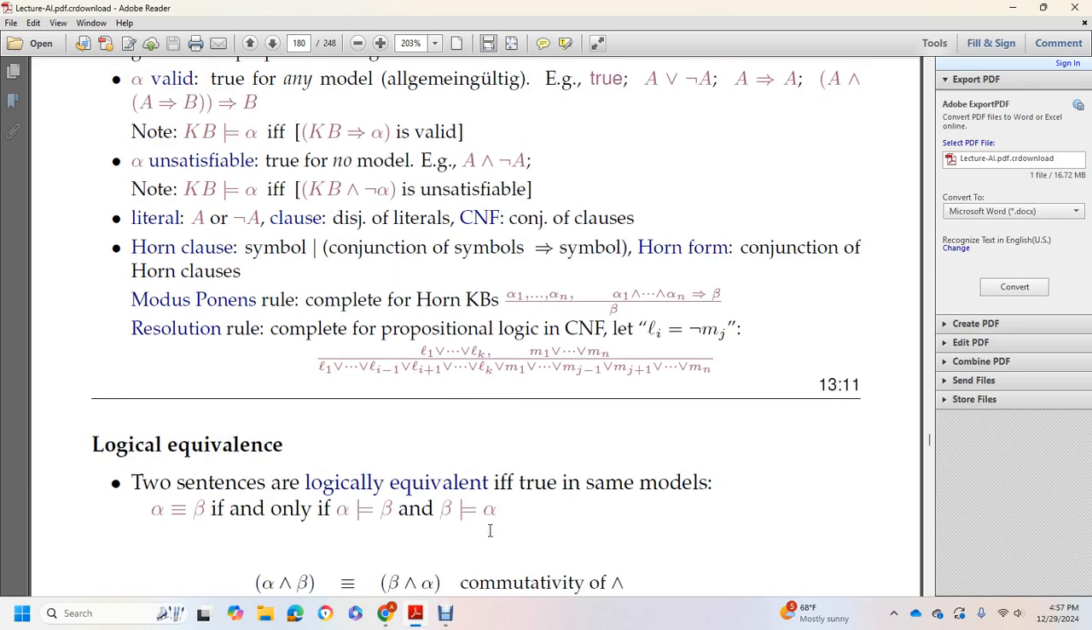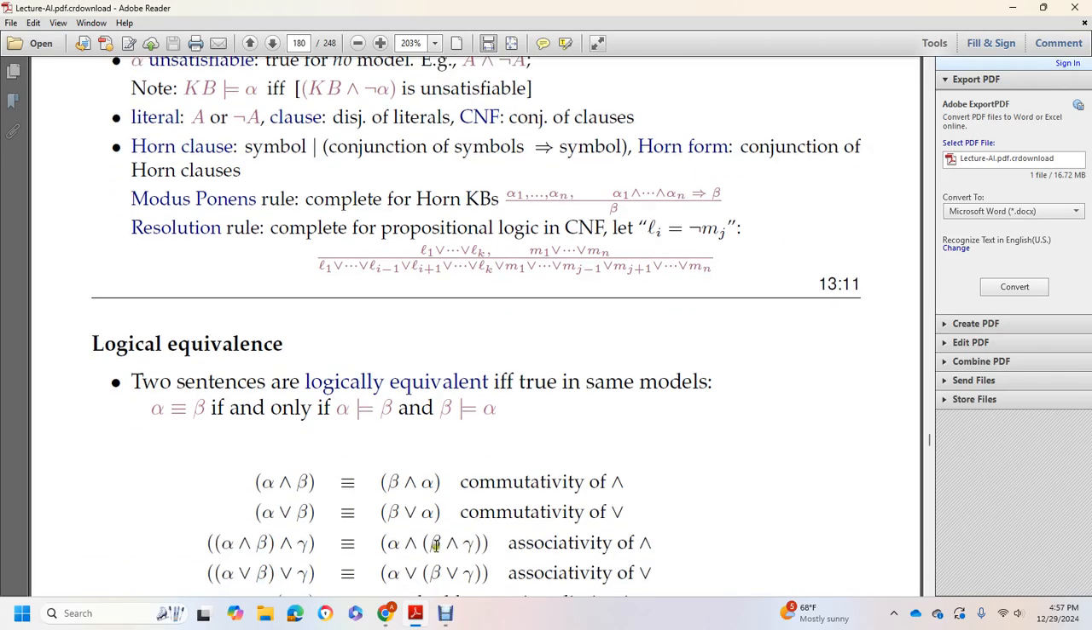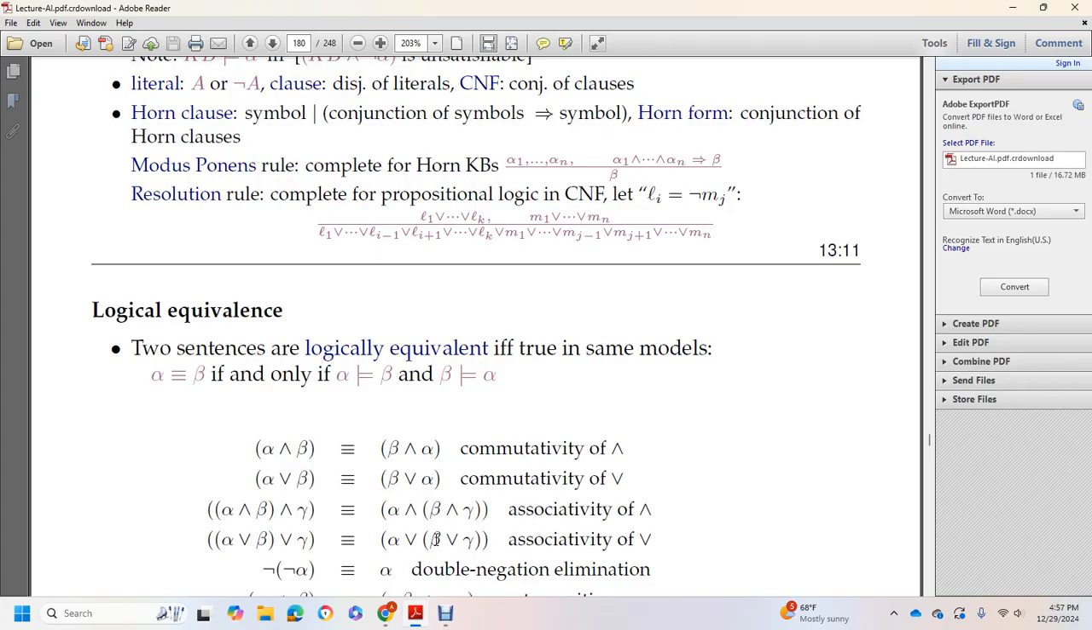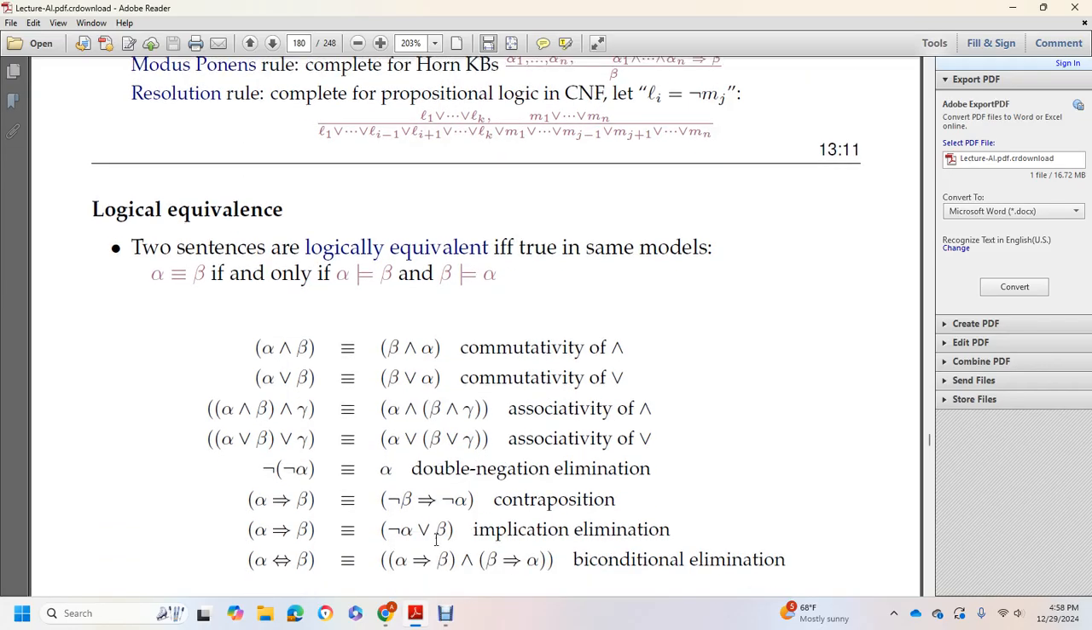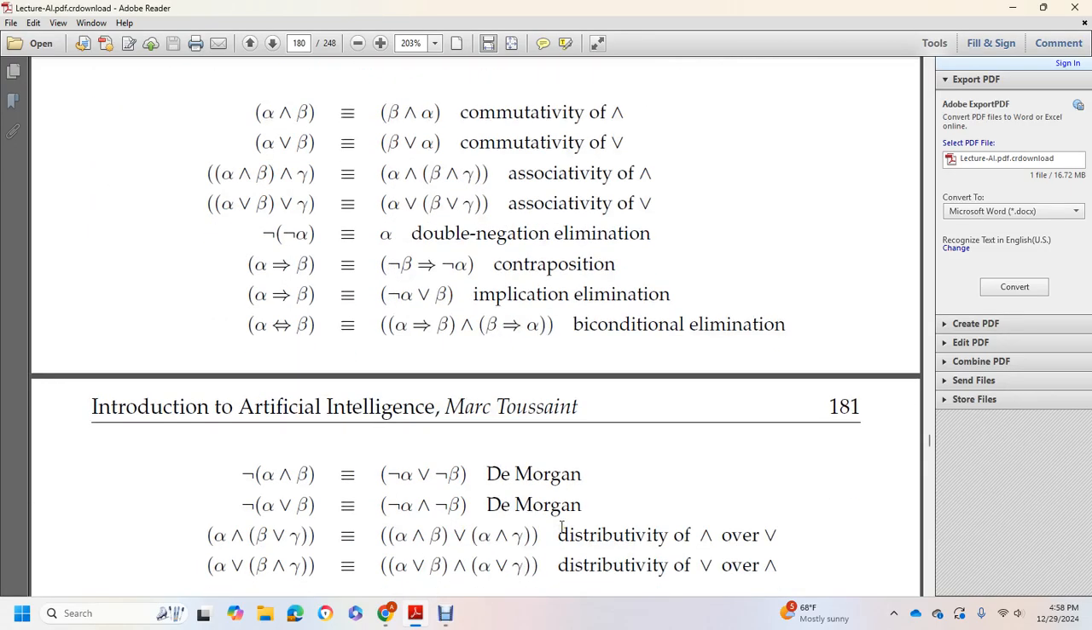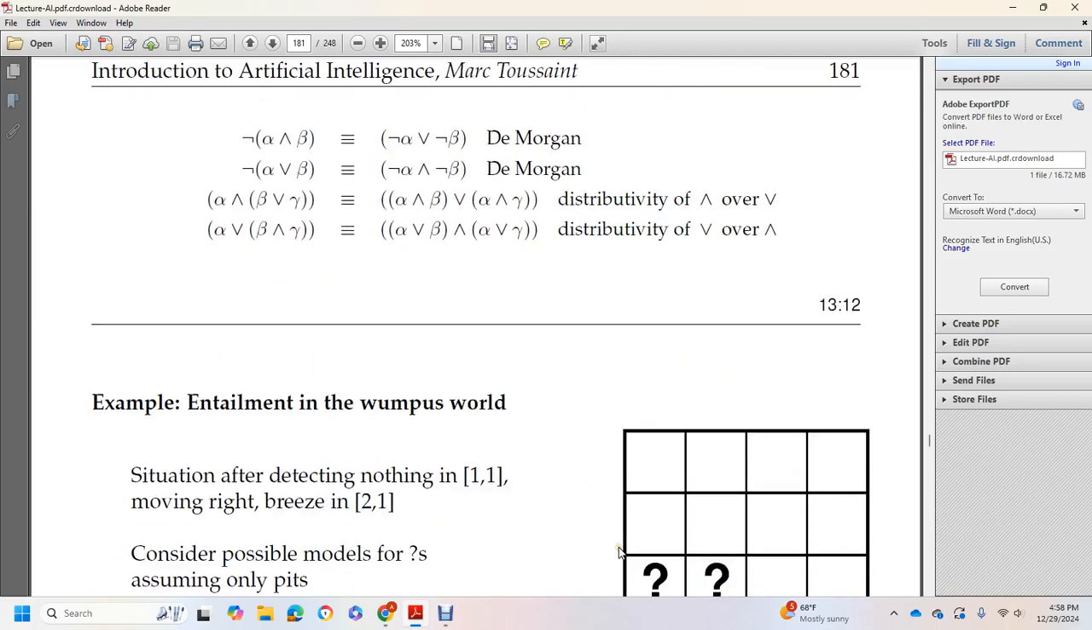Logical equivalence. Two sentences are logically equivalent if they are true in the same models. Commutativity of and and or, associativity, double negation elimination, contraposition, implication elimination, biconditional elimination, De Morgan's laws, and distributivity of and over or, and or over and.